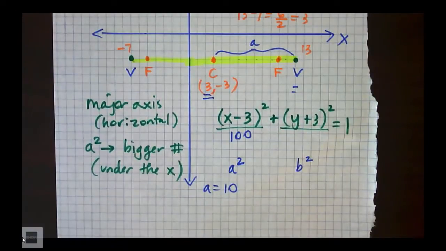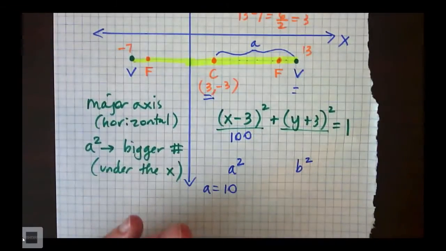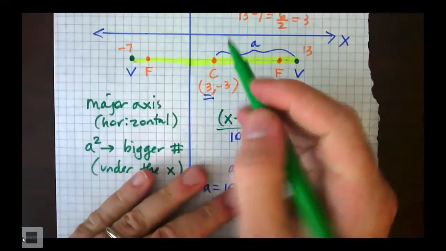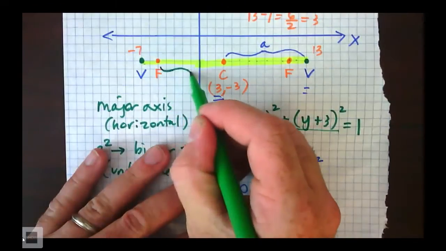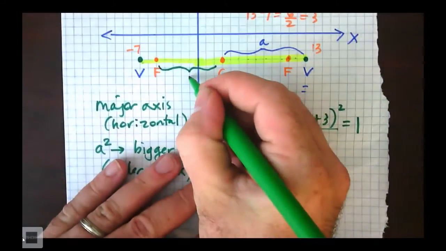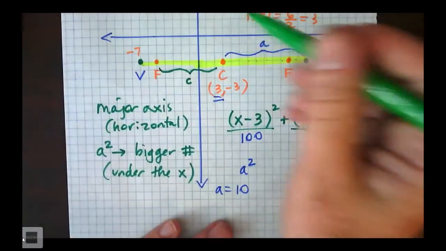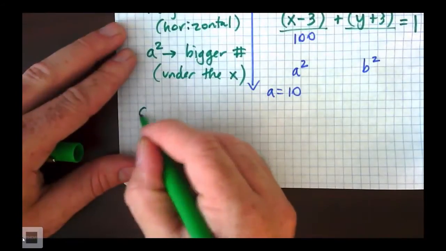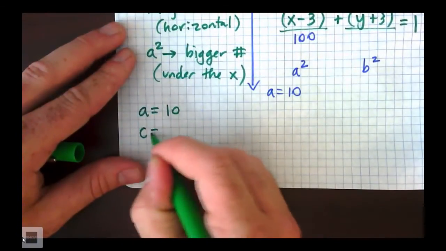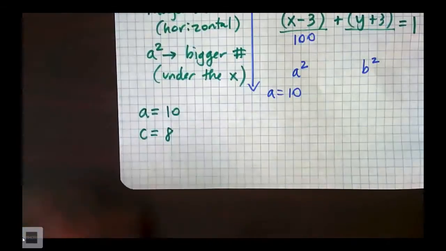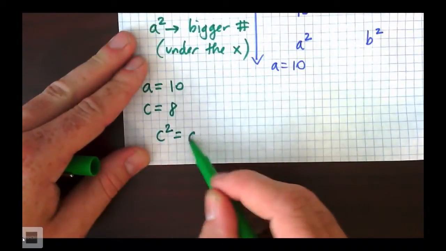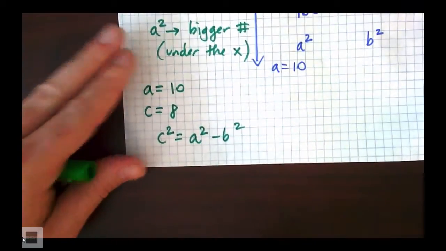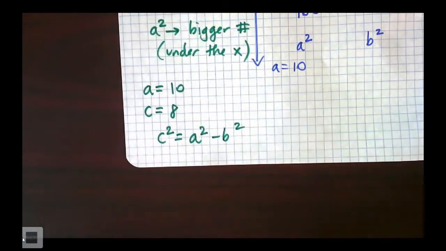Okay, so far I'm good to go. Now, the problem is I don't know what b is. I don't know the value of b. However, I do know that the distance from the focus to the center is c units. The distance of that is 1, 2, 3, 4, 5, 6, 7, 8. So here's the deal. This is why I gave you this on the note card. If a is 10 and c is 8, then I can use this formula, which is on your note card: c squared equals a squared minus b squared. And I can plug in these values to solve for b.